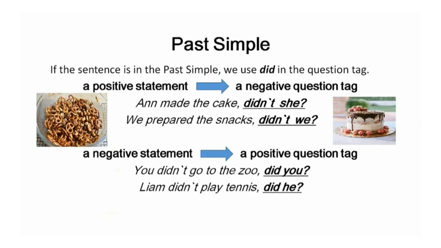If we have a negative statement, we will have a positive question tag. You didn't go to the zoo, did you? Didn't becomes did in the question tag, and we add the pronoun you. Liam didn't play tennis, did he? Didn't becomes did, and we add he because Liam is the subject of this sentence.